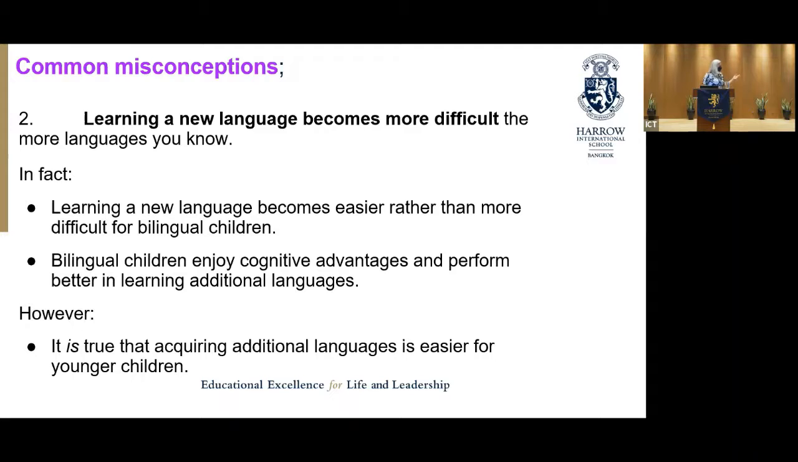However, as we've said before, it is true that acquiring additional languages is easier for younger children because their brain is more malleable, more plastic, elastic. They're rapidly developing those neural connections quicker than older children or adults. And I suppose a younger child is less likely to have multiple languages. So it might be the assumption that if you're acquiring a second language as an older person or an older child, it could be trickier, but that's simply not the case.